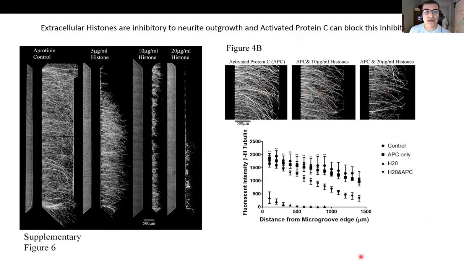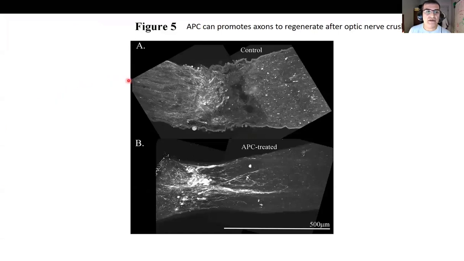So our next question was, can we block the histone effect in vivo? So we set up optic nerve crushes. These are optic nerves that we crushed, and we labeled the regenerating axons with cholera toxin B. What we observed in the control is that the axons do grow to the injury site where they are abruptly halted. When we apply APC, and this is applied in gelfoam, directly over the injury site where the histones are being released, we see that APC can promote some modest axonal regeneration.